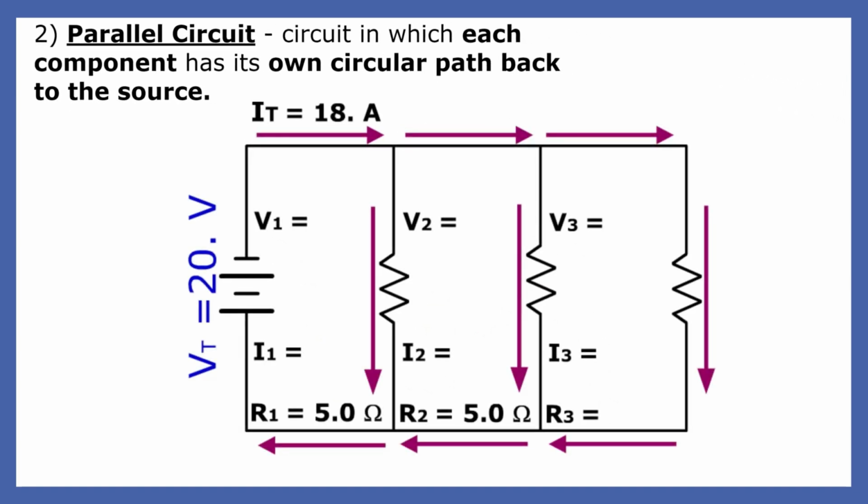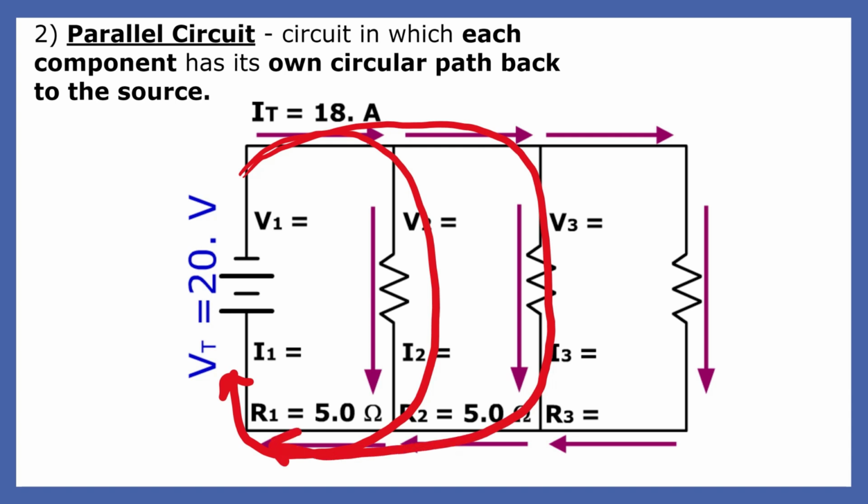In a parallel circuit, each component has its own circular path back to the source. The circuit here has 18 amps of current coming out of the source. As it travels through the circuit, the total current separates into 3 branches.